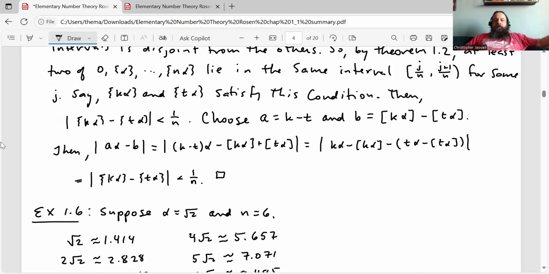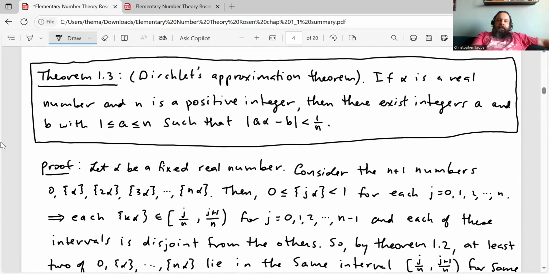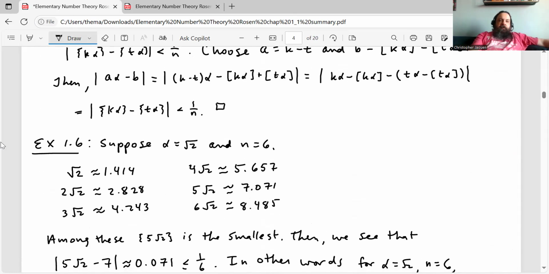the greatest integer of k alpha minus, in parentheses, t alpha minus the greatest integer of t alpha, which by definition is equal to the absolute value of the fractional part of k alpha minus the fractional part of t alpha, which we know is less than 1 over n. So that's the proof of Dirichlet's theorem, which, like I said, I really like this proof a lot. I think it's super pretty, I guess, if you could say such a thing. Anyway, so that's the proof of Dirichlet's theorem.